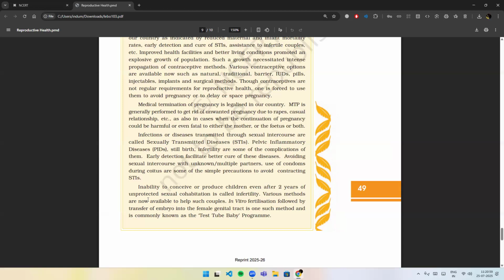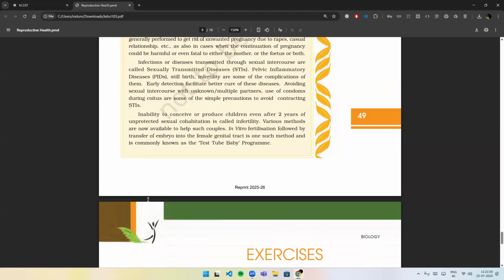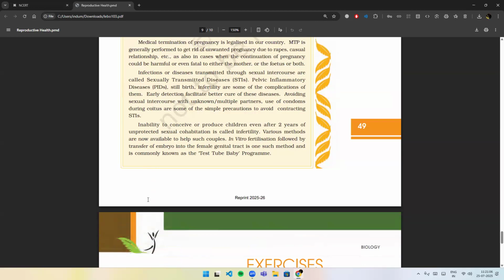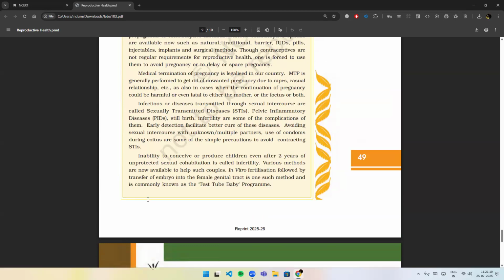unprotected sexual cohabitation is called infertility. Various methods are now available to help such couples. In vitro fertilization, followed by transfer of embryos into the female genital tract, is one such method and is commonly known as the test tube baby program.